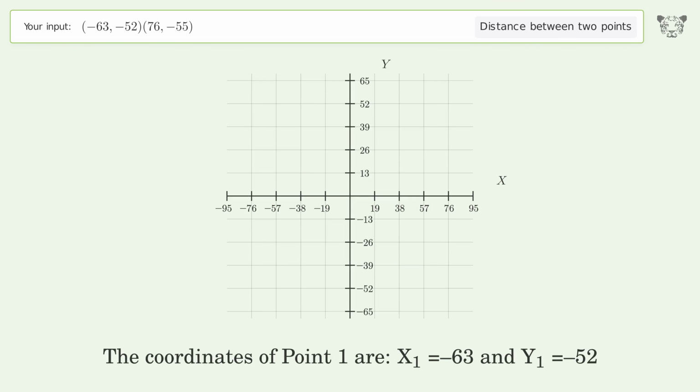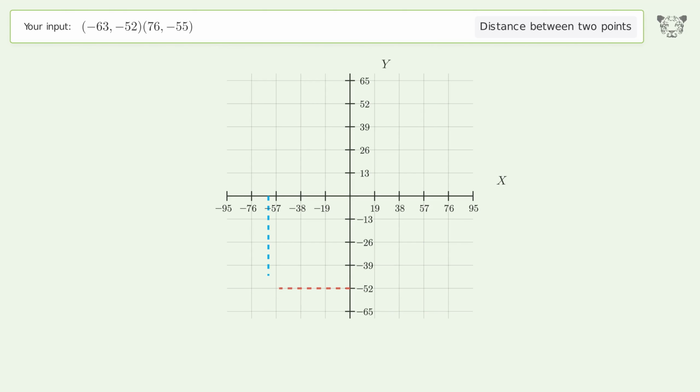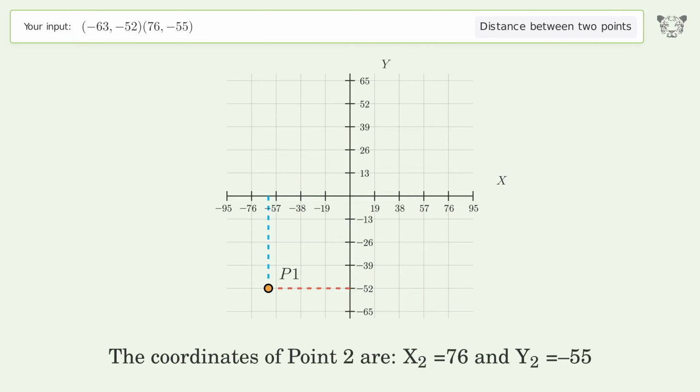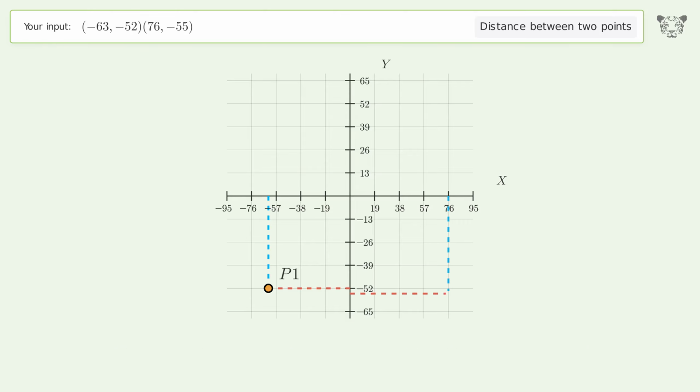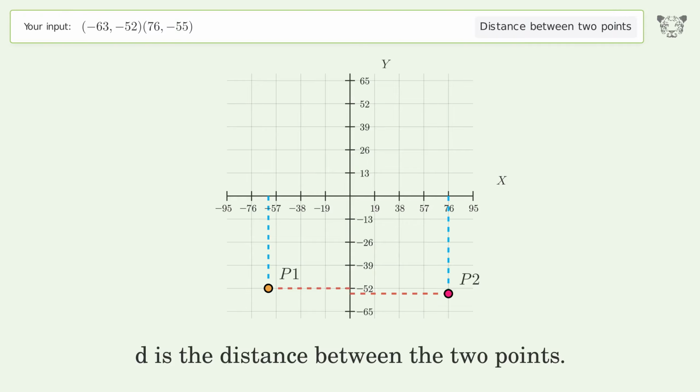The coordinates of point 1 are x1 equals -63 and y1 equals -52. The coordinates of point 2 are x2 equals 76 and y2 equals -55. D is the distance between the 2 points.